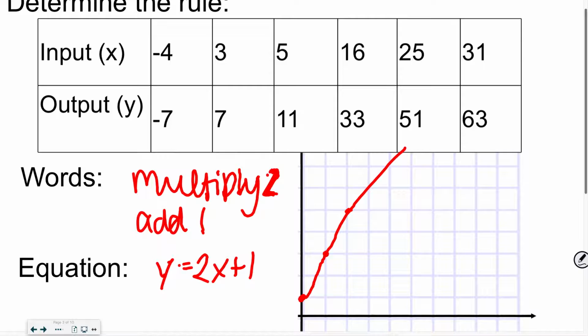That's what points on the line are. They're the solutions to the equation. That's key. You need to know that. The coordinates are solutions to the equation.